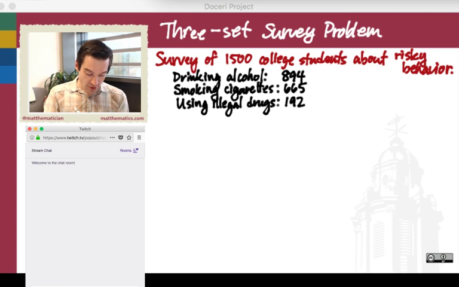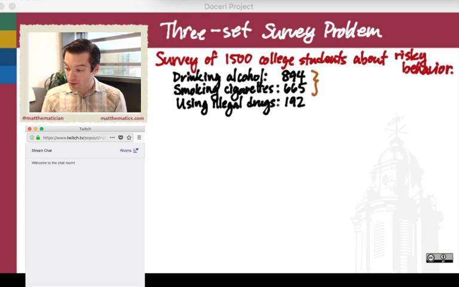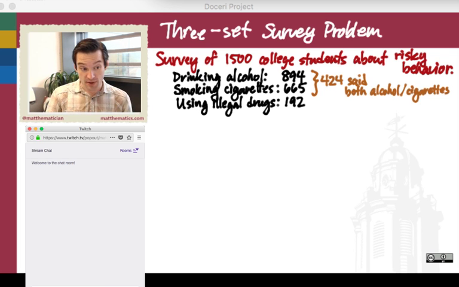So sure enough, we do get more information. And again, this is all coming to us in the statement of the problem. I'm not doing any calculation yet to find out these numbers. So suppose that the number who both smoked cigarettes and drank alcohol is 424. 424 said that they do both alcohol and cigarettes. So sure enough, there are some respondents to the survey who are counted in both categories, and in their overlap is 424.